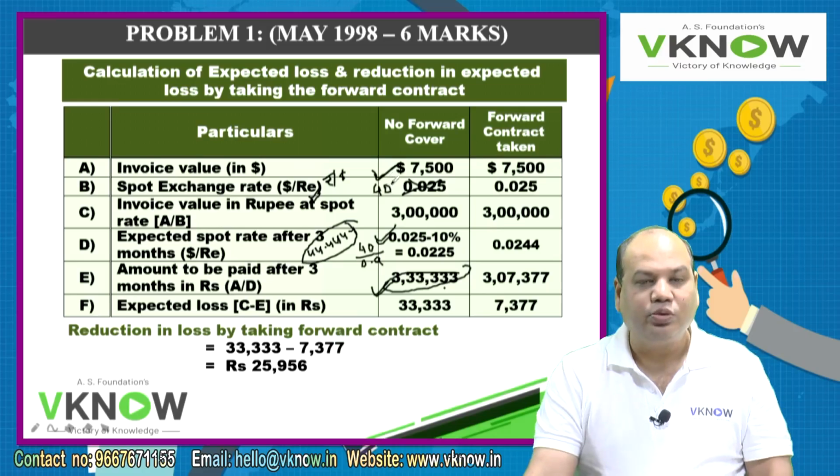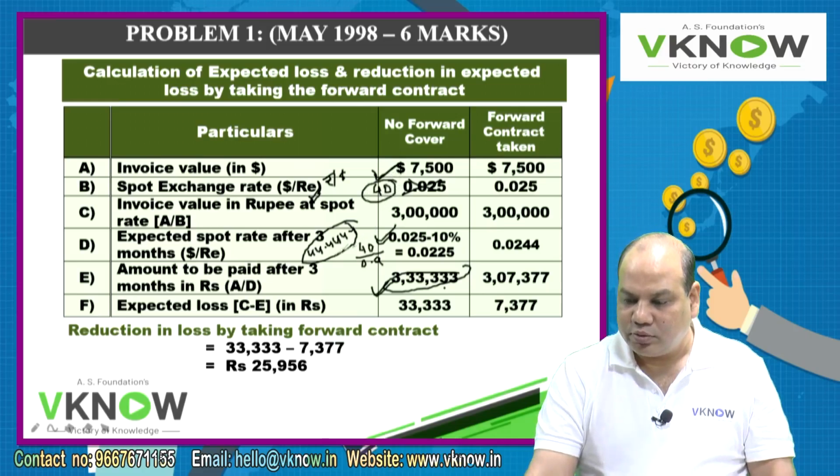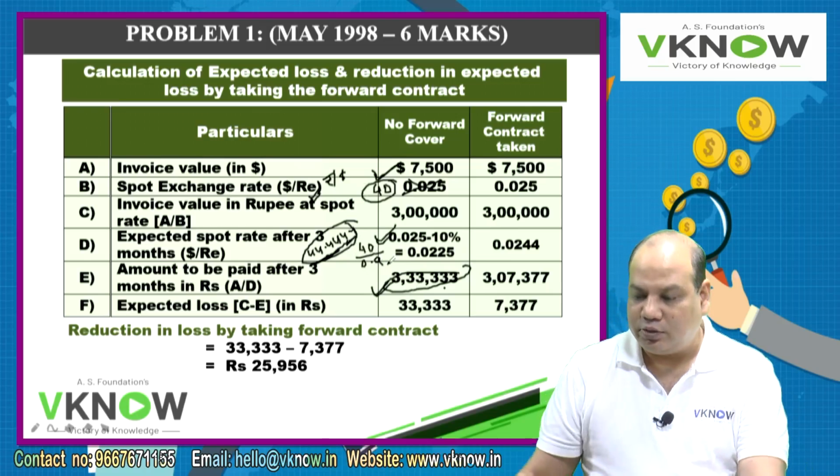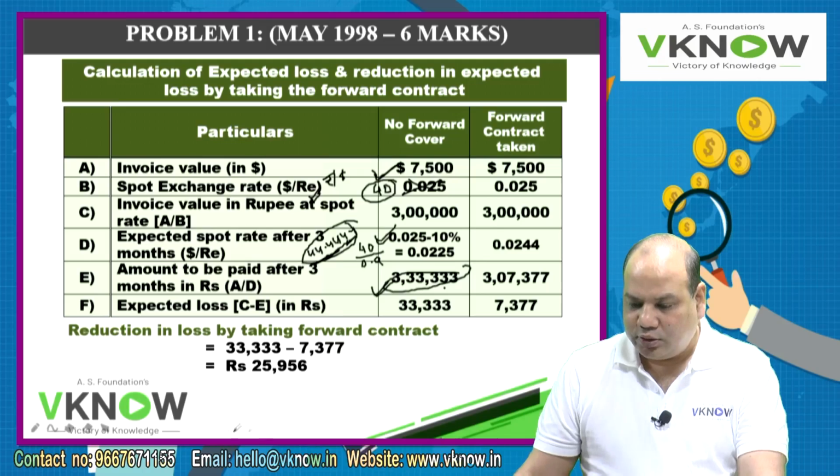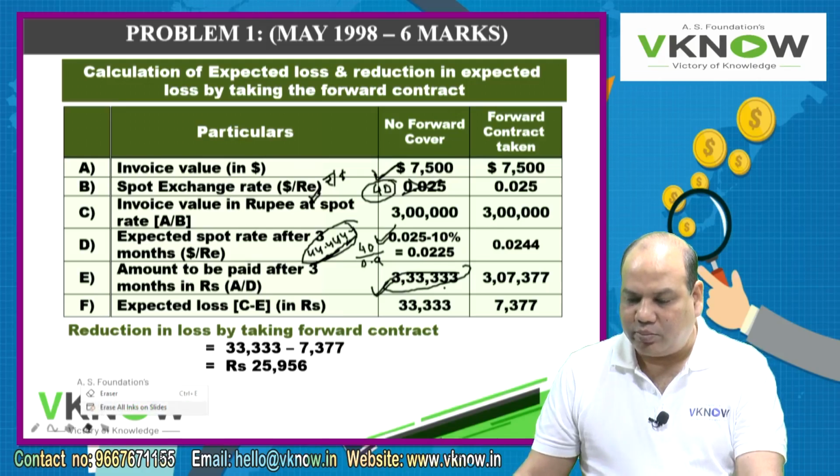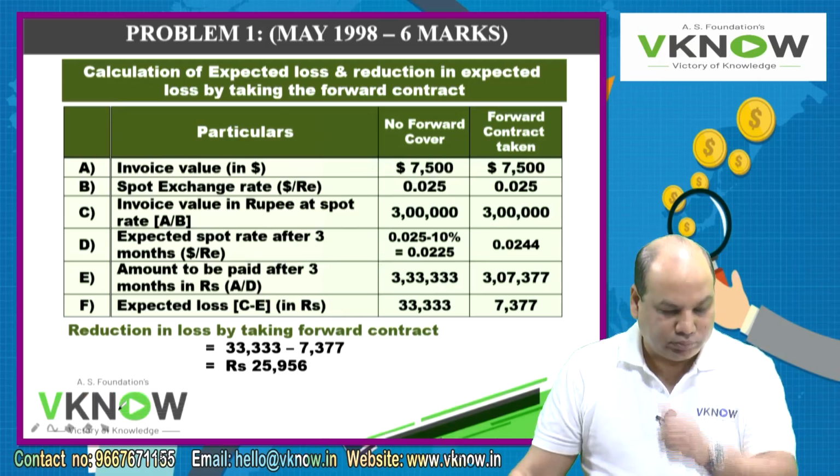So those who want to take rupees per dollar, take 40 here, take 44.4444, then your answer will be matching. If you take 40 and then 40 plus 10, 44, the answer will not match and you can lose 50% of the total allotted marks for this question.